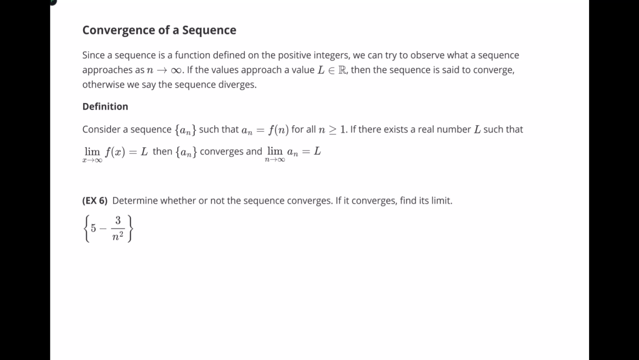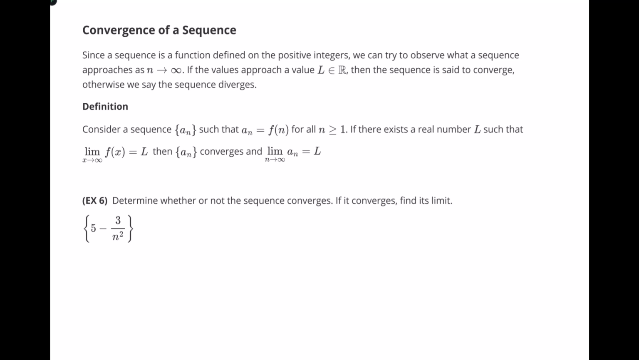So by definition, what we say here is if we have some sequence defined where n is greater than or equal to 1, if there happens to be a real number L such that the limit as x goes to infinity of f of x equals L, then the series converges and the limit as n goes to infinity of a sub n equals L.